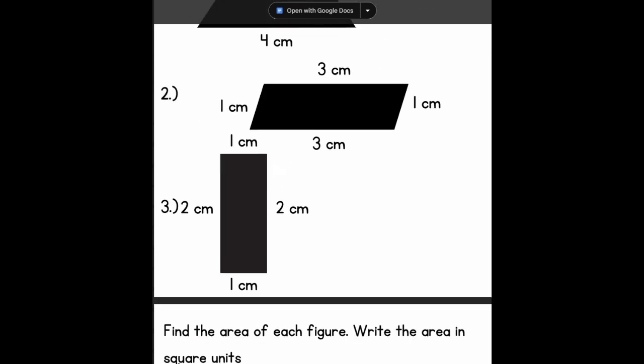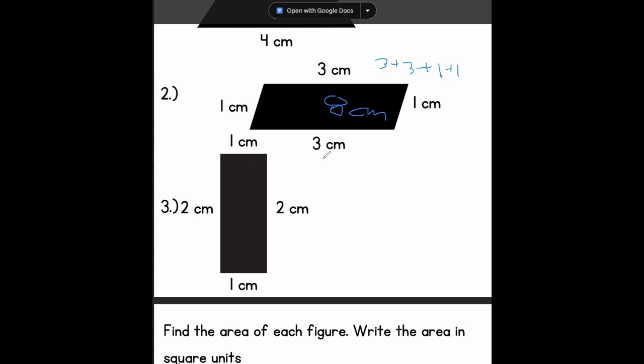For this, the perimeter is 3 plus 3 plus 1 plus 1. 3 plus 3 is 6. 1 plus 1 is 2. 6 plus 2 is 8. So the perimeter of the shape is 8 centimeters.